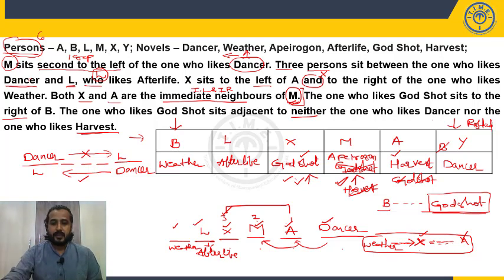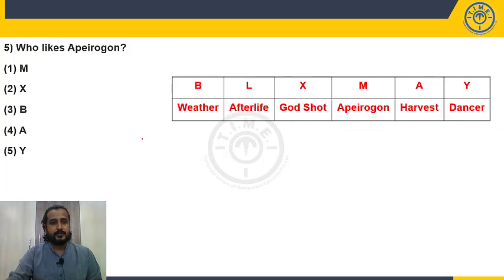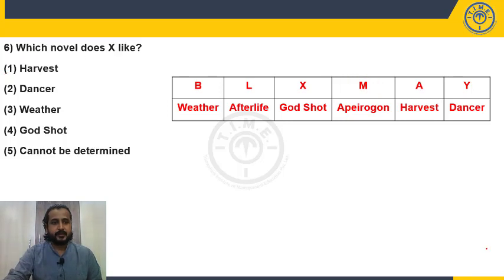Okay, now let's discuss the questions given below this. Who likes this? Where we have M. So M is my answer, choice 1. Now the second one: which novel does X like? X likes goat shirt. Choice 4.